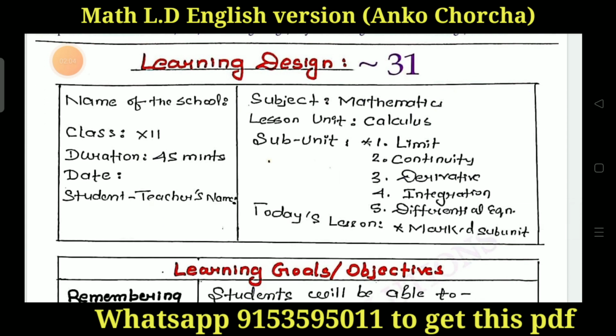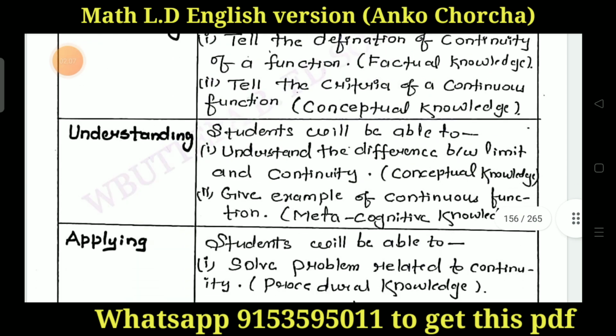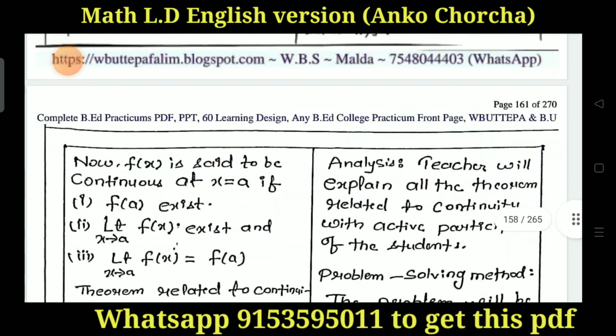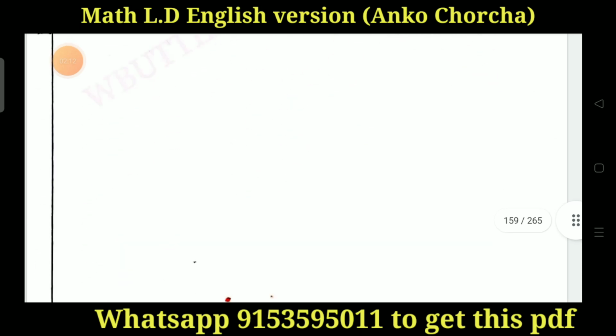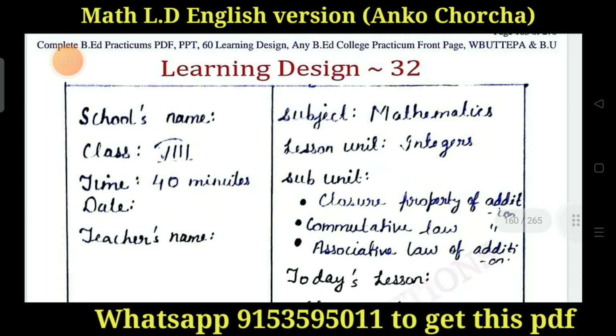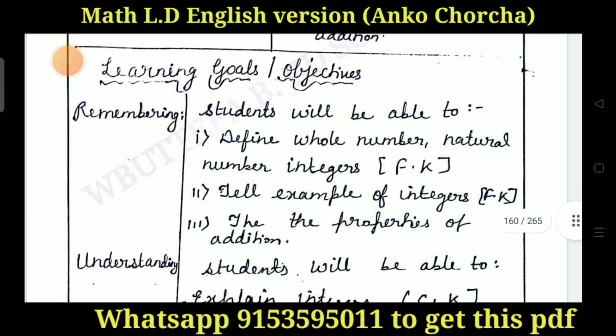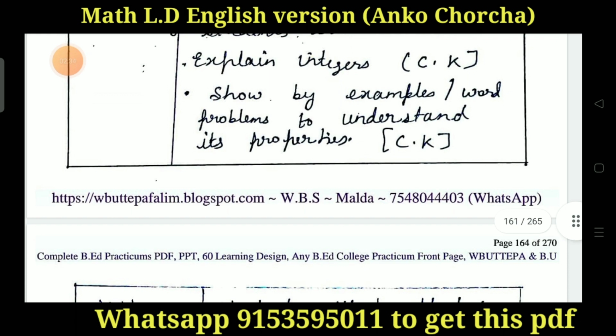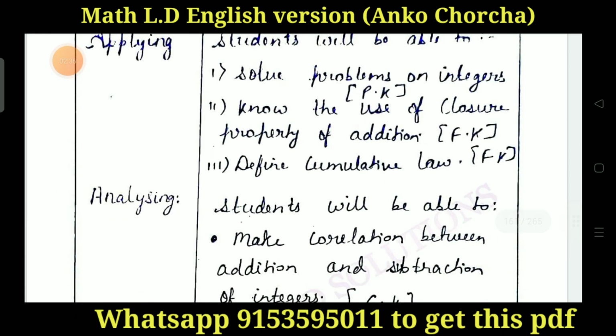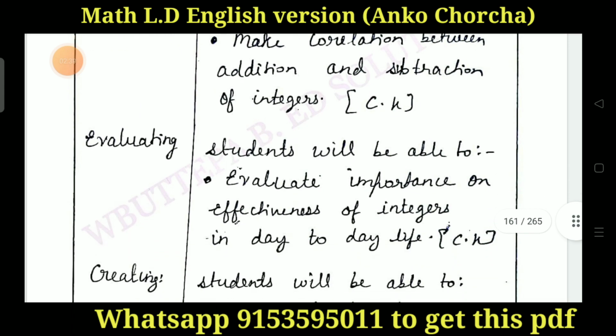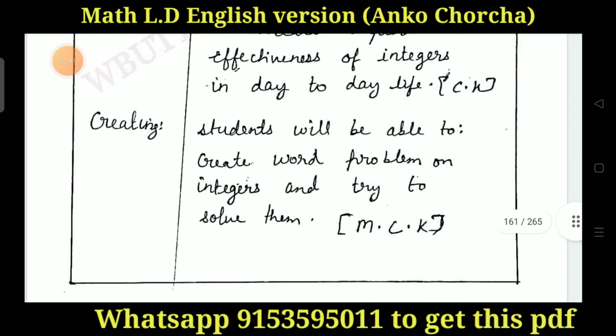Next, learning design 31, this we described. Learning design 32. Today's lesson, closure property of addition. Learning goals or objectives: remembering, understanding, applying, analyzing, evaluating, creating.